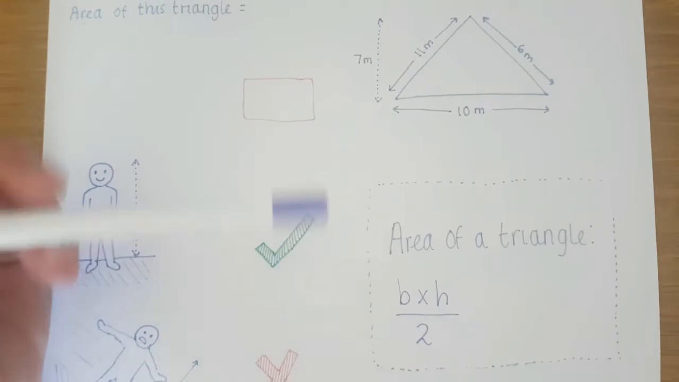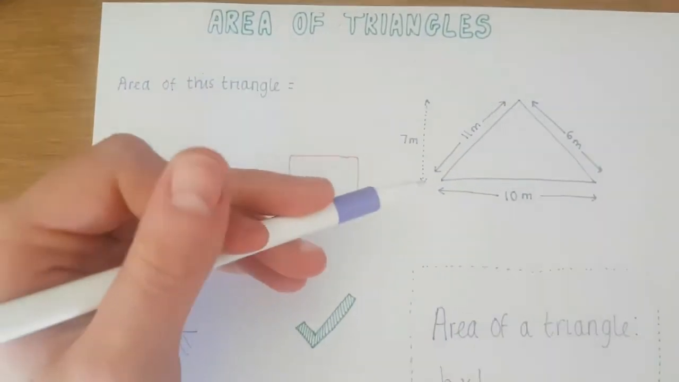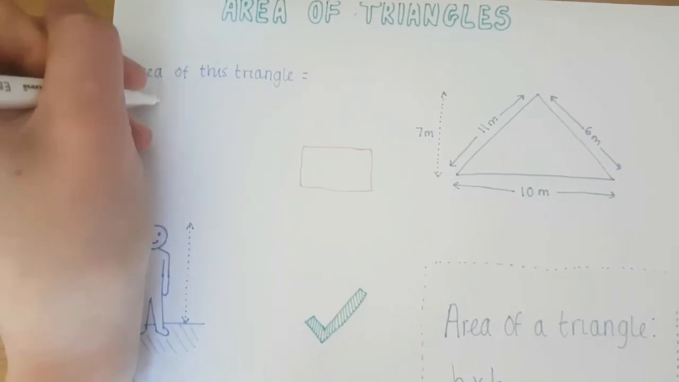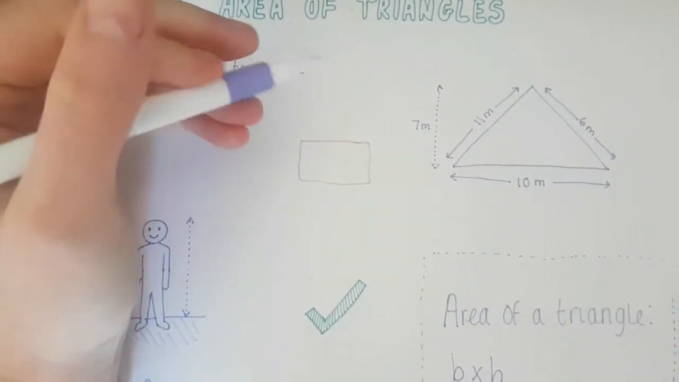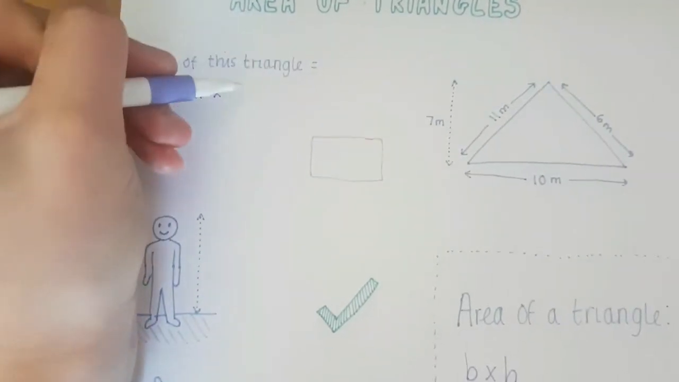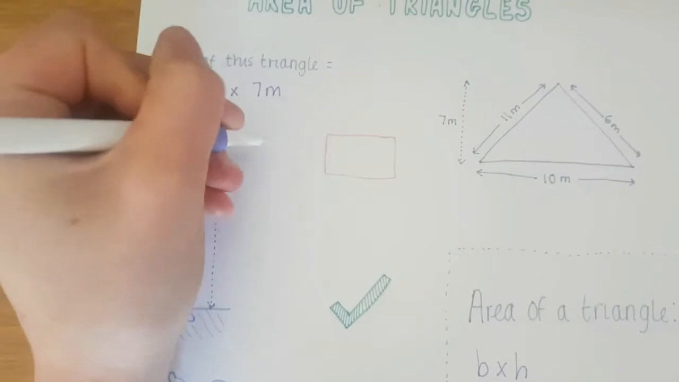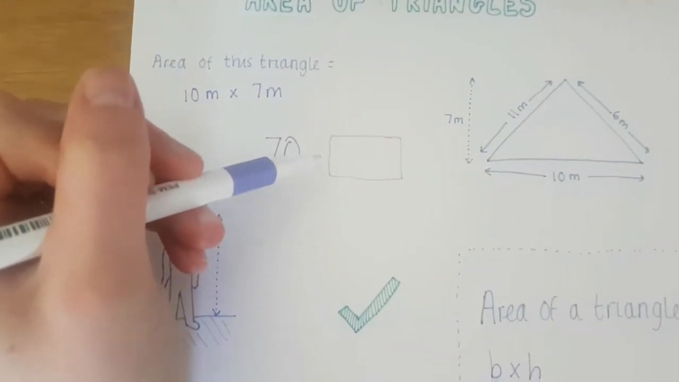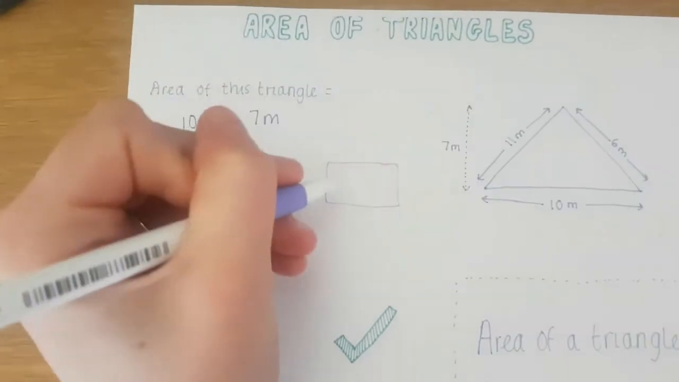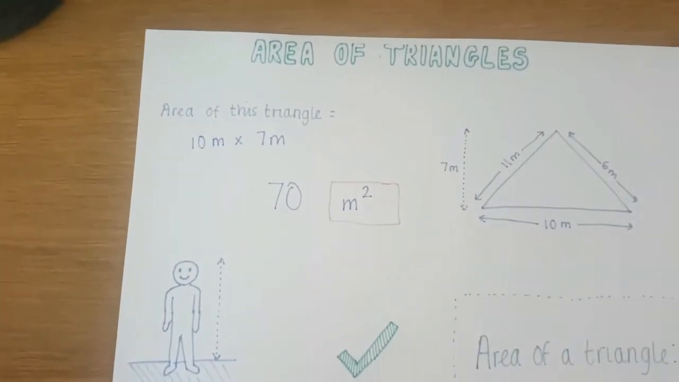Now we're going to apply this to this triangle here. So the area of this triangle, well, my base is going to be 10 meters. And my height is going to be 7 meters, this upright one here. 10 multiplied by 7 is 70. And the reason I have this box here is because the most important part is that because it's area, we have our units as meters squared.